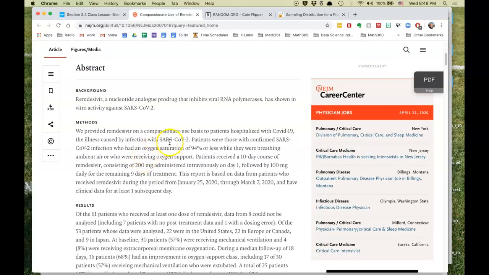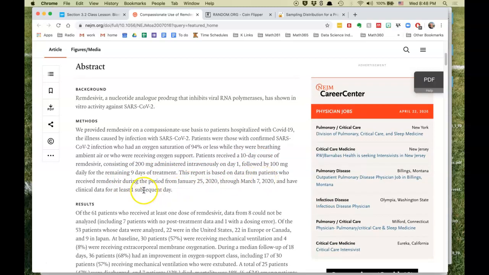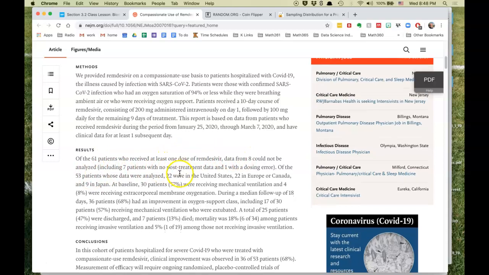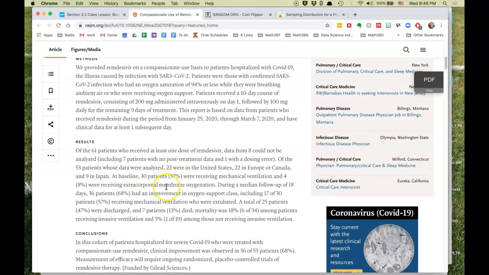We provided remdesivir on a compassionate use basis to patients hospitalized with COVID-19. It talks about the specifics, but patients received a 10-day course of remdesivir consisting of 200 milligrams followed by 100 milligrams for the remaining 9 days, and it's based on data from patients who received it during this time period. So 61 patients received at least one dose. Data from 8 could not be analyzed, and then it gives us the results.